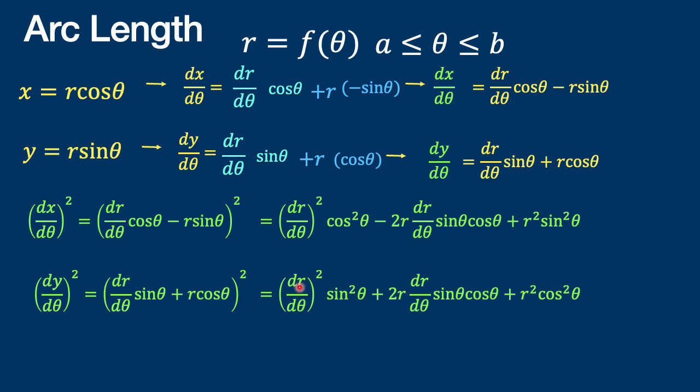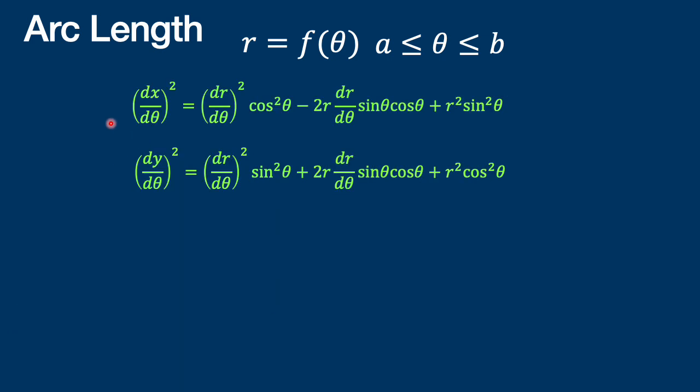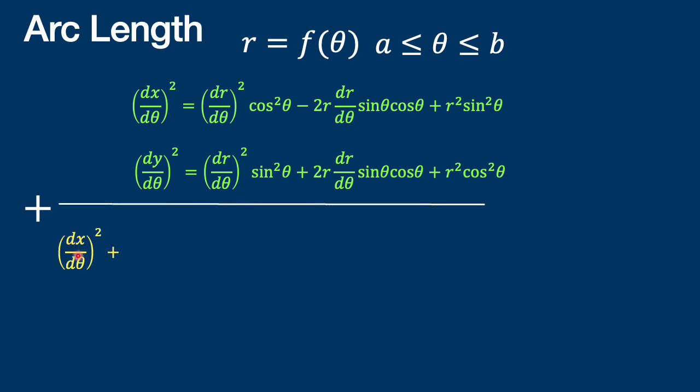So the first one is (dr/dθ)² sin²θ + 2(dr/dθ) sinθ · r cosθ + r² cos²θ. Now we add them. You want to add (dx/dθ)² plus (dy/dθ)² to find the arc length. So (dx/dθ)² + (dy/dθ)² equals this one added together.